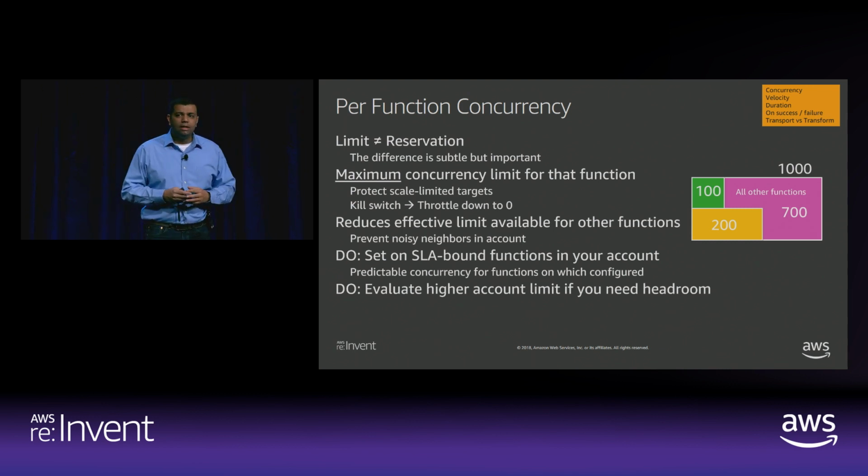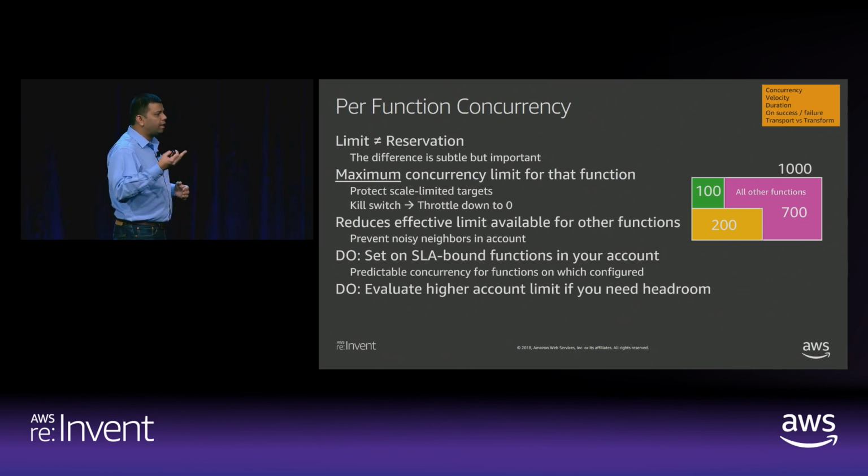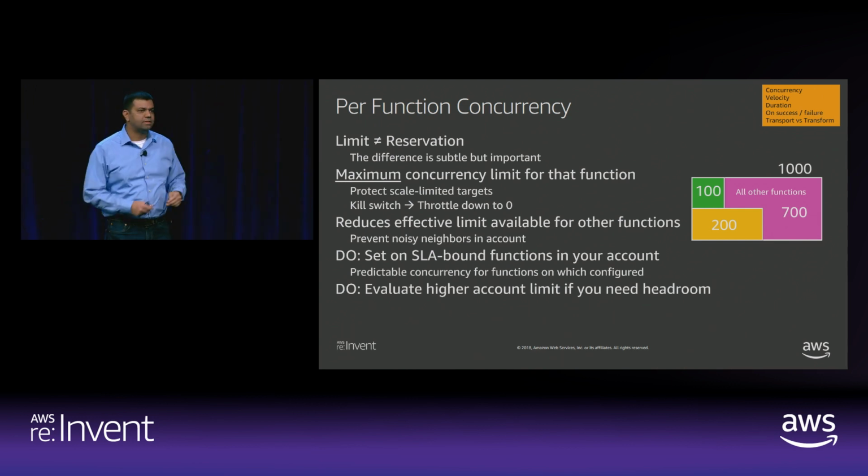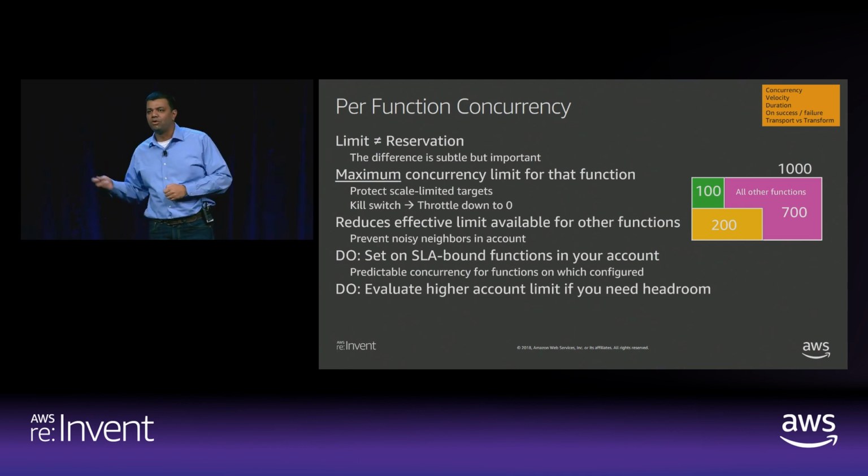And then the other guideline here is, after you set it on all the SLA-bound functions, if you're running out of account level limit, you should evaluate getting a limit increase. So do the math with us, and open a support case with an increased limit request if the sum total of all the configured per function concurrency limits is exceeding your account limit or basically leaving no headroom for the rest of your account.